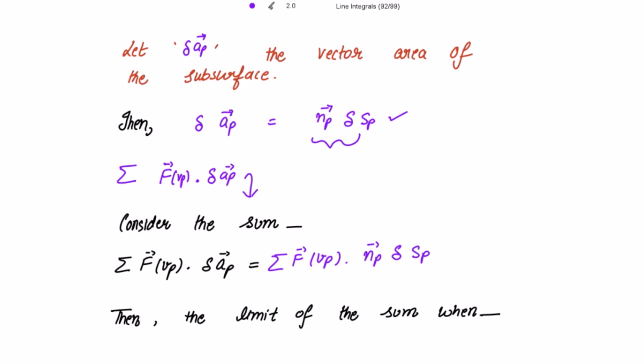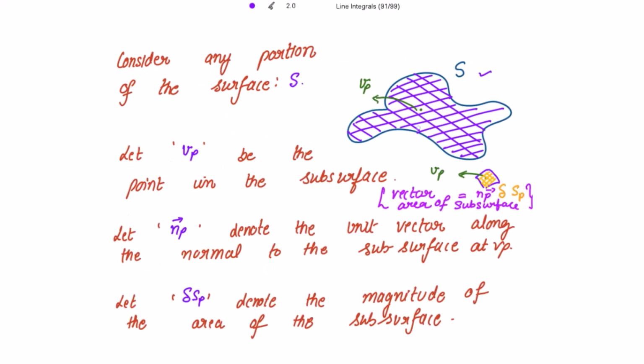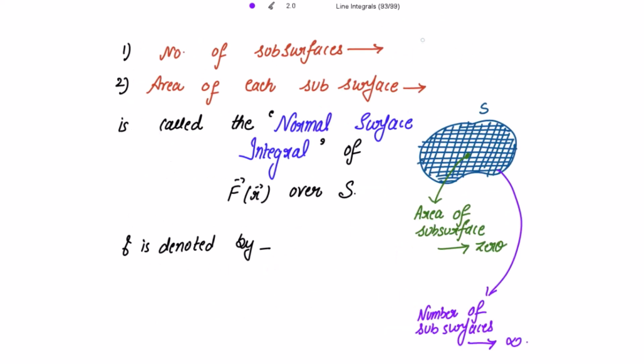Then the limit of the sum when extending to all these various subsurfaces, and if the number of subsurfaces reaches infinity, then obviously the area of each subsurface will be tending to 0. Yes, if you go on subdividing this surface S, and you get an infinite number of subsurfaces, then obviously the area of each subsurface will tend to 0. So the limit of the sum when the number of subsurfaces is infinite, then the area of each subsurface will tend to 0.